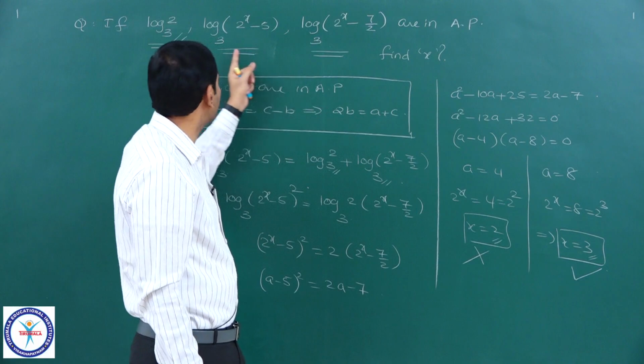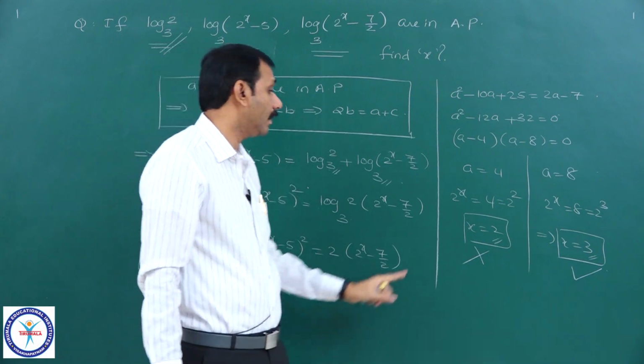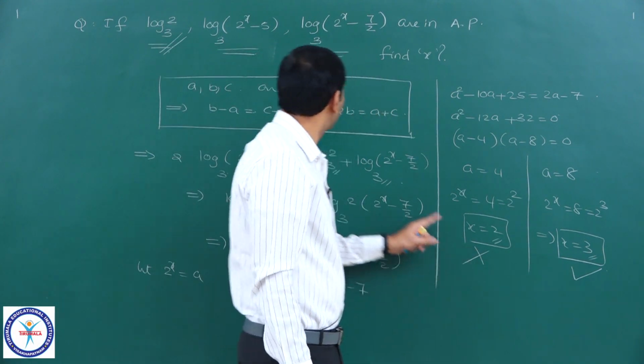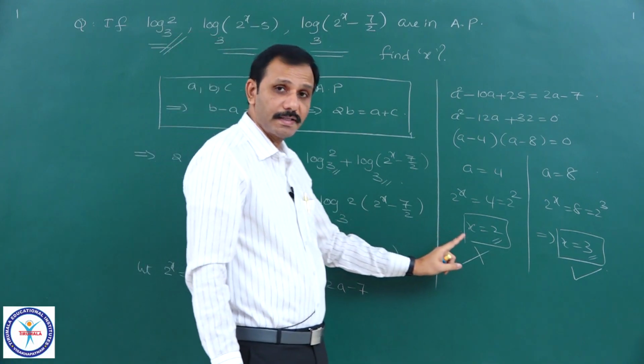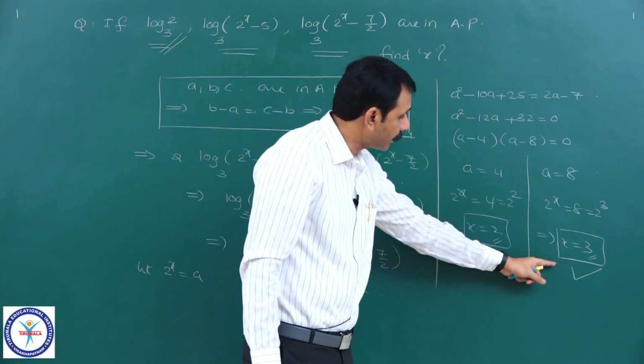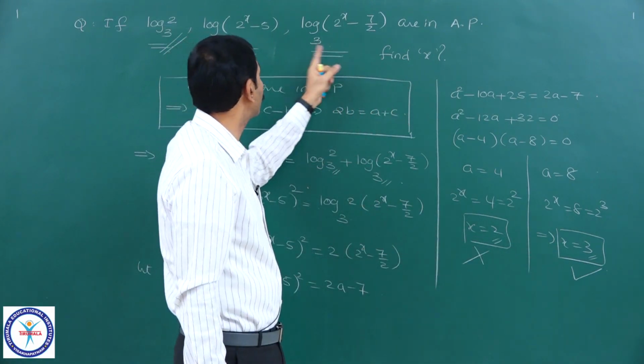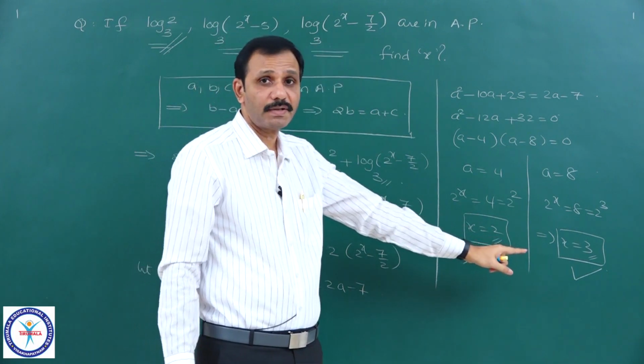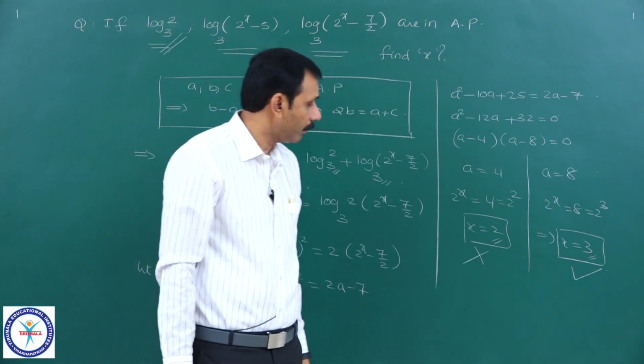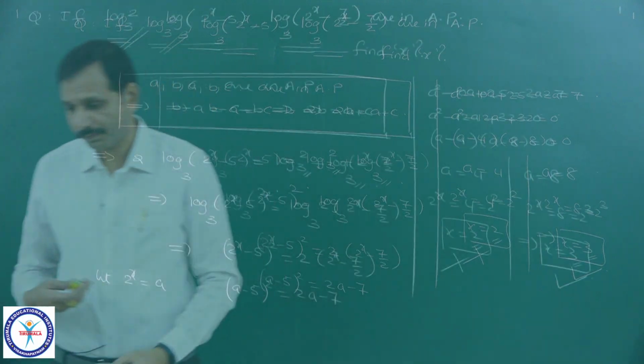Where the given logarithm functions are defined. X equal to 2, it is not defined, therefore it is not our solution. X equal to 3, clearly these two numbers are defined, therefore that is our solution. Okay, we will move to the next problem.